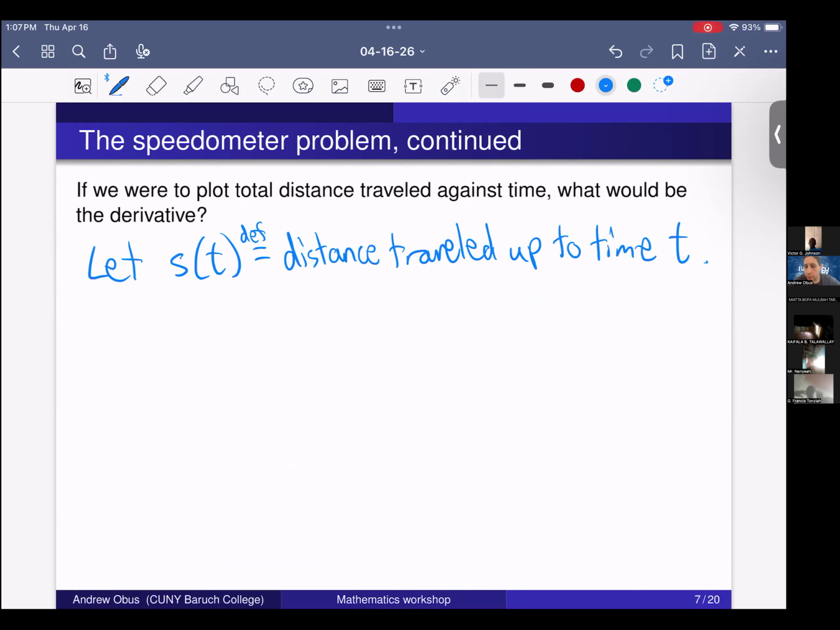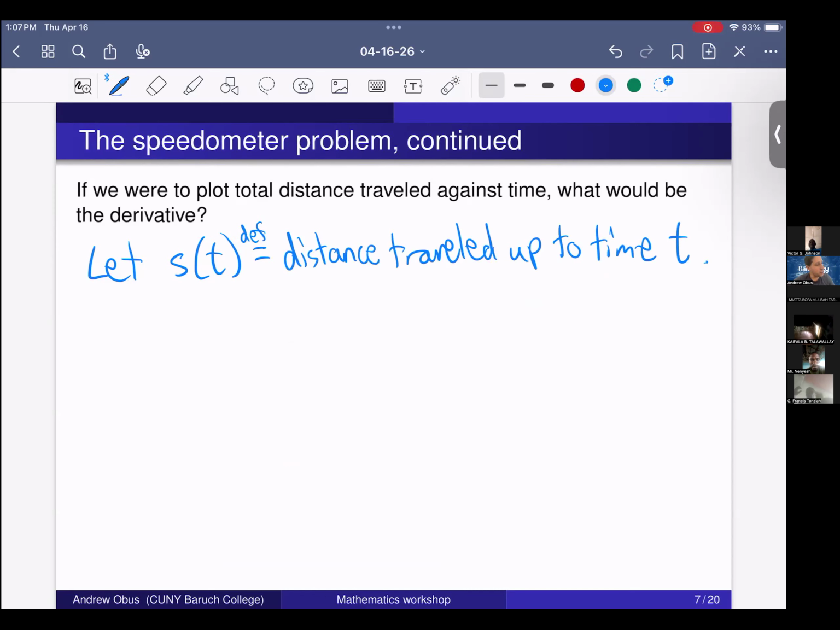Okay, so exactly right. Thank you, James. What you've written there is exactly right, so everybody can read James' comment for extra clarification. Okay, so if I let s of t be the distance traveled up to time t, this is going to be a function.